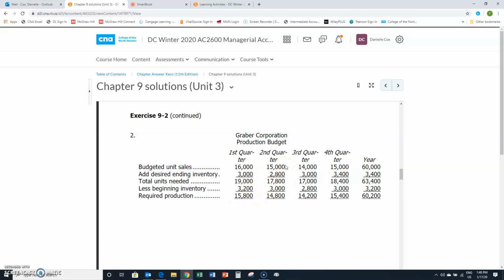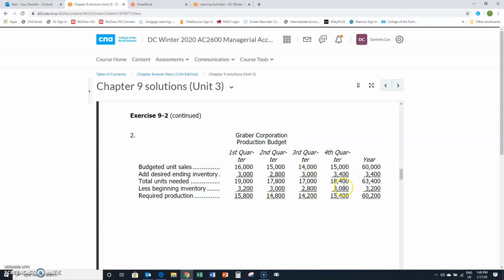Moving on to the second quarter, again, we already discussed 15,000. We know the desired ending inventory was 20% of the following quarter's sales, so we know what we need. Our beginning inventory is what we had left at the end of the last period. So our ending inventory in this quarter is our beginning inventory in the next quarter. So we need 17,800 units. We're going to start the quarter with 3,000 units, so we need to produce 14,800 units, and so on.